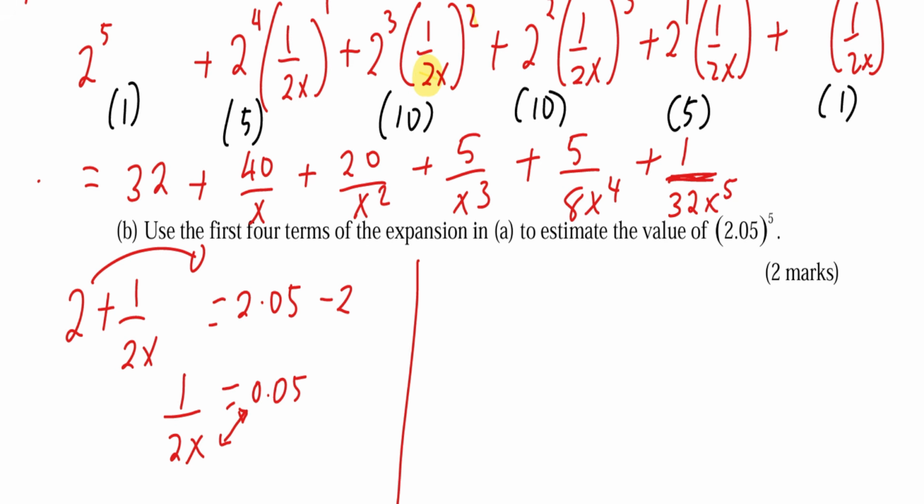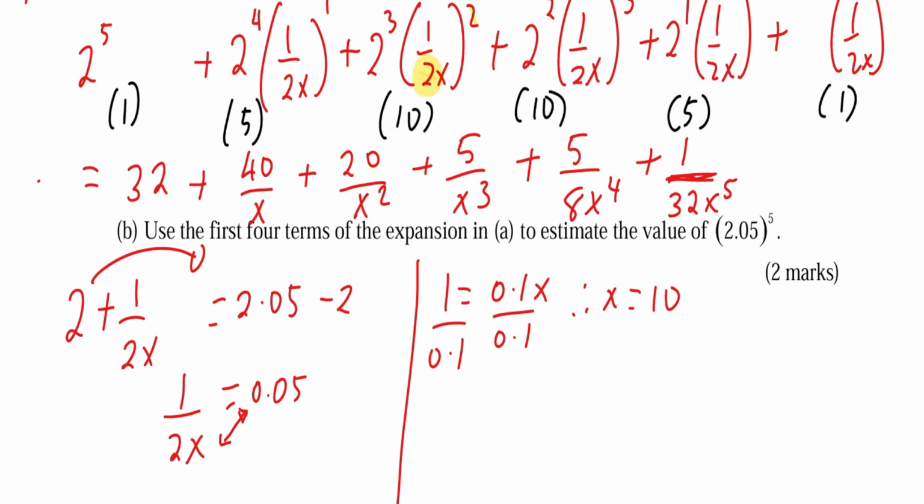So let's say 2 times 0.05, 2 times 0.05 gives you 0.1. So 1 is therefore equal to 0.1x, divided by 0.1, divided by 0.1. So 1 divided by 0.1 should give you x to be 10. So x is equal to 10.